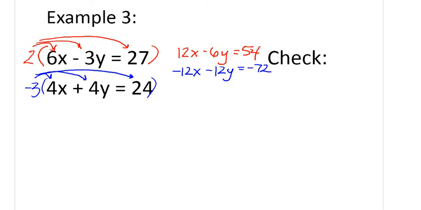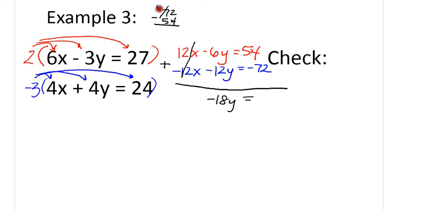And since these two coefficients are now additive inverses of each other, I'm going to add the equations together. 12 minus 12 is nothing. Those cancel. Negative 6 plus negative 12 is negative 18y. 54 plus negative 72, I have to actually subtract these. This is going to be 6, 1. This is 18.